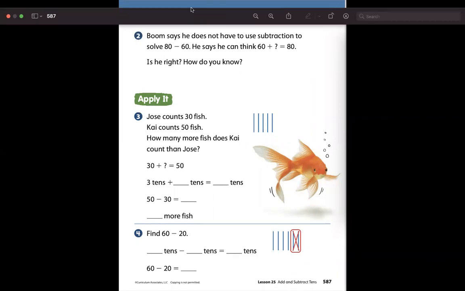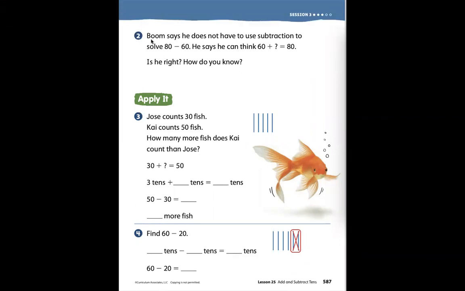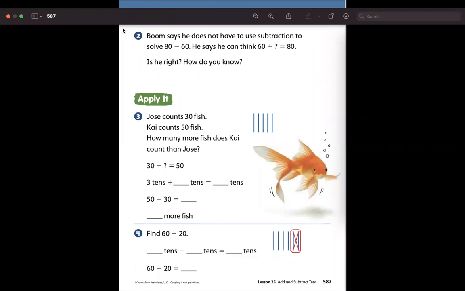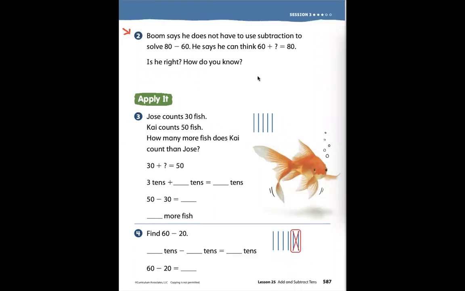Lesson 25, Session 3, page 587. Problem number 2 says, Boom says he does not have to use subtraction to solve 80 minus 60. He says he can think 60 plus what is 80? Is he right? How do you know? Turn to your partner or your parent or a big brother or a sister and ask them what they think.